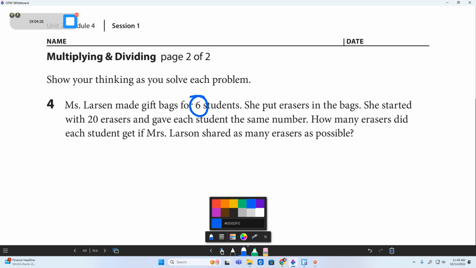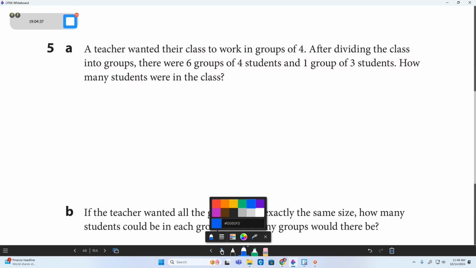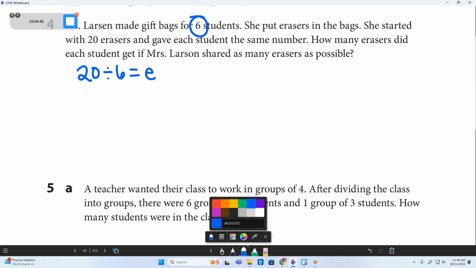All right, so there's 20 total, and we need to divvy them up, divide them up between 6 kids. So this is what I'm trying to figure out. I'm going to use a picture to help, okay? I'm going to maybe make 20 erasers and maybe 6 kids. Okay, there's 1 kid. There's 2 kids. 3, 4, 5, 6. Okay, and I'm going to count out 20 erasers.